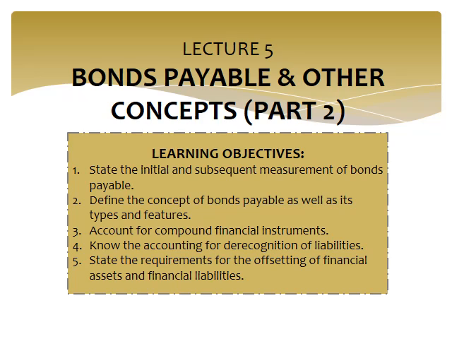At the end of these topics, the students should be able to state the initial and subsequent measurement of bonds payable, define the concept of bonds payable as well as its types and features, account for compound financial instruments, know the accounting for the recognition of liabilities, and state the requirements for the offsetting of financial assets and financial liabilities.